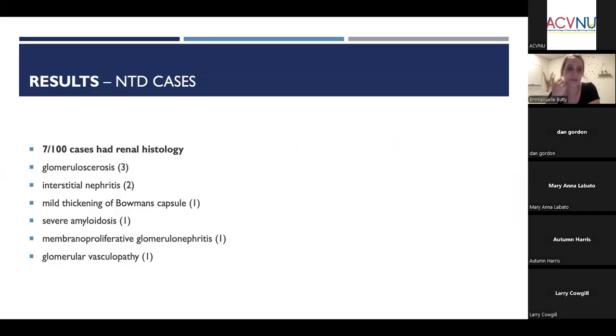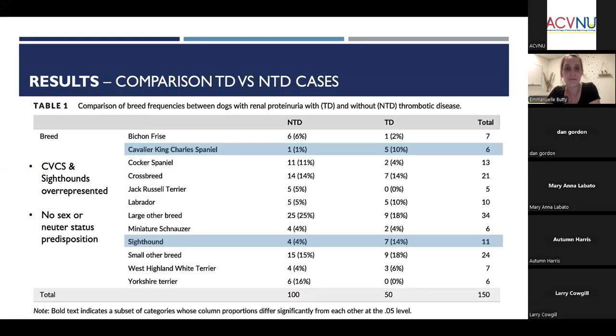But for the 7 cases that we had, 3 had glomerulosclerosis, 2 with interstitial nephritis. There was a mild thickening of the Bowman's capsule, 1 with severe amyloidosis, and 1 with membranoproliferative glomerulonephritis and a glomerular vasculopathy. And so that was the results for each group.